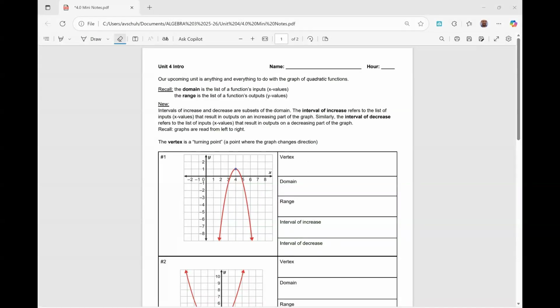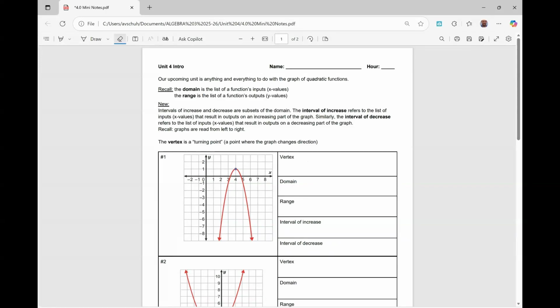Okay, we are going to start by looking at the Unit 4 intro. So basically, I'm not expecting you to be an expert on this stuff by the time I come back on Monday, but there is some stuff that you need to take away from today that you kind of have a general idea of so we can start talking about it next week.